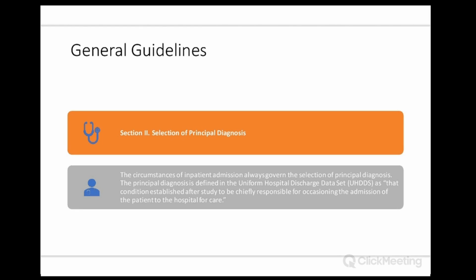There is a definition for principal diagnosis. This is often used more on the hospital inpatient side, but we can apply it to the outpatient or Part B side as well. It's the circumstance of why the patient had an encounter. That's your principal diagnosis, and it should always be your first listed diagnosis.